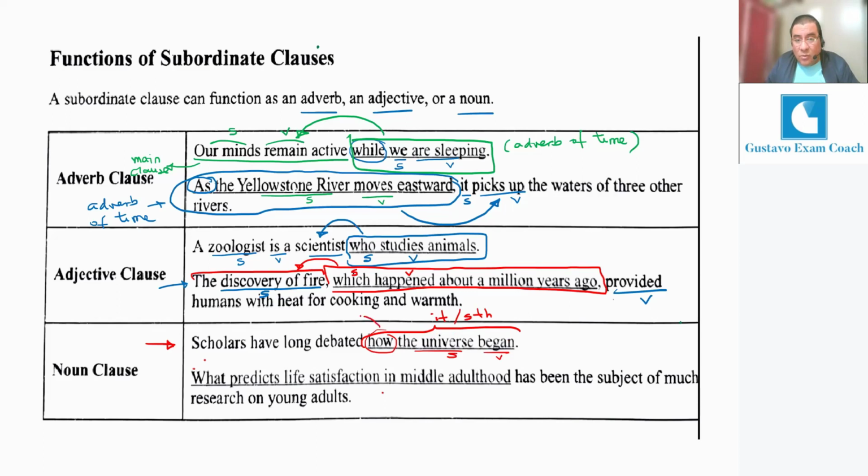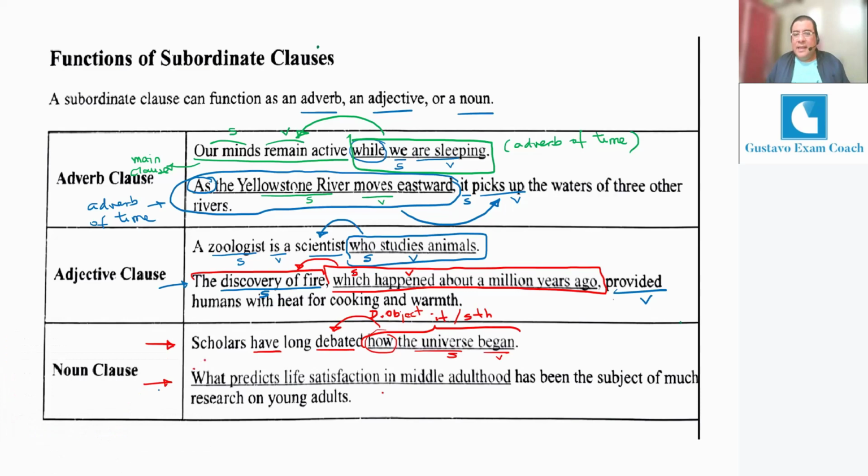This is a noun clause being the direct object of the verb have debated. What have they debated? How the universe began. That is the subject. And so we see how a subordinate clause in a complex sentence can perform the role of a direct object, which is supposed to be a noun, but it could also perform the role of a subject of the sentence. Take a look at this next amazing sentence.